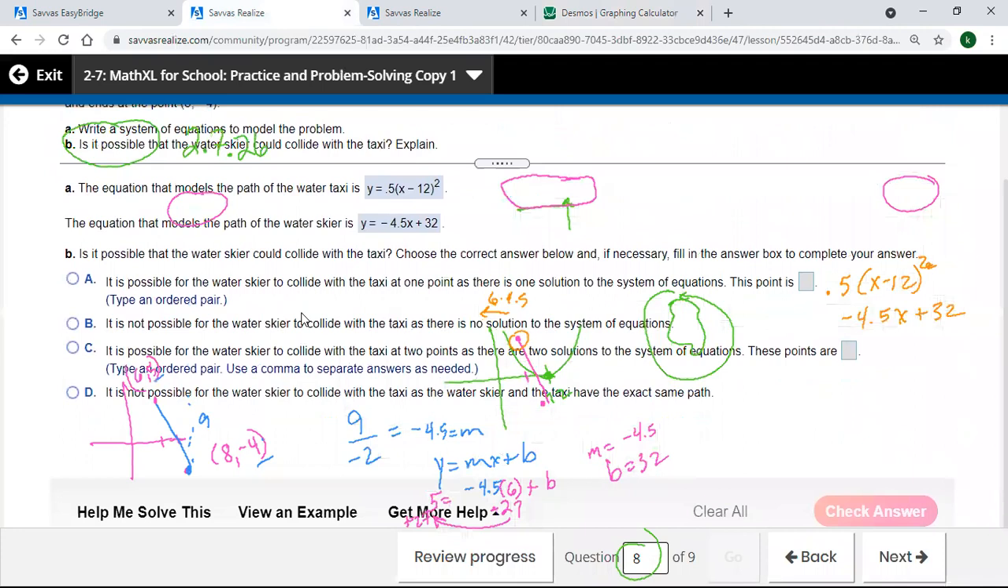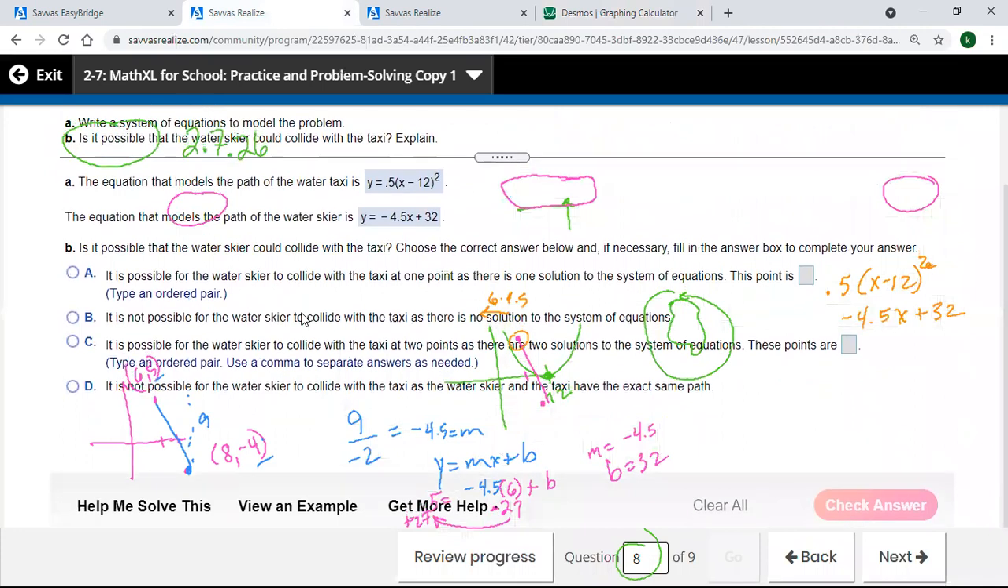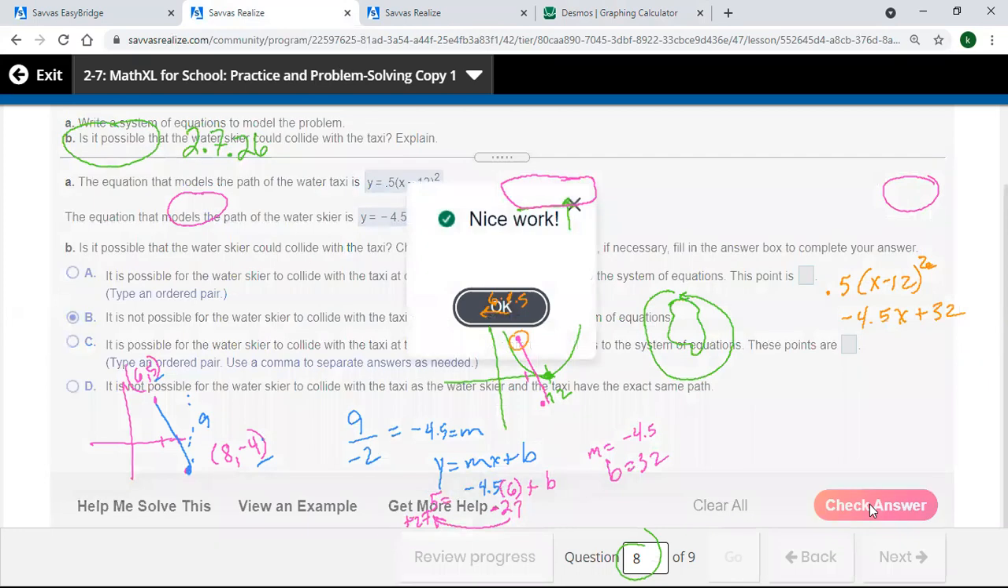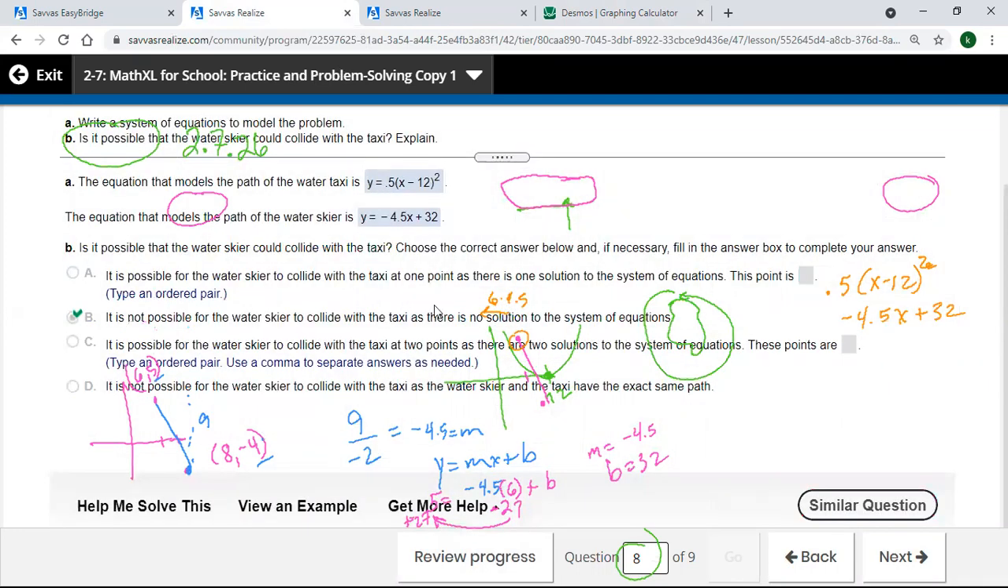Is it possible for the water skier to collide with the taxi? No, it is not possible, as there's no solution to the system. Check that out. Nice work.